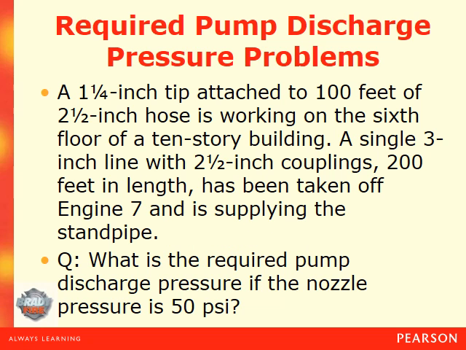So we have our problem. We have a 1.25-inch tip attached to 100 feet of 2.5-inch hose working on the 6th floor of a 10-story building. A single 3-inch line with a 2.5-inch coupling, 200 feet in length, has been taken off engine 7 and is supplying the standpipe. What is the required pump discharge pressure if the nozzle pressure is 50 psi?